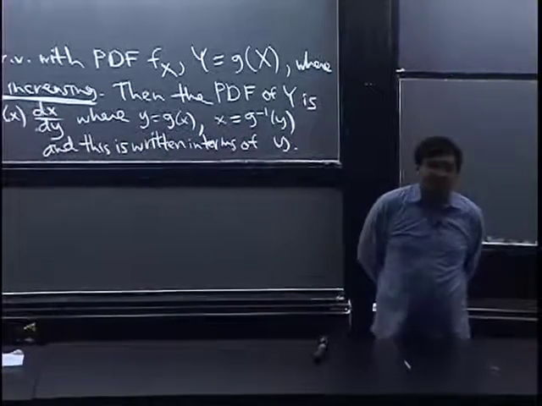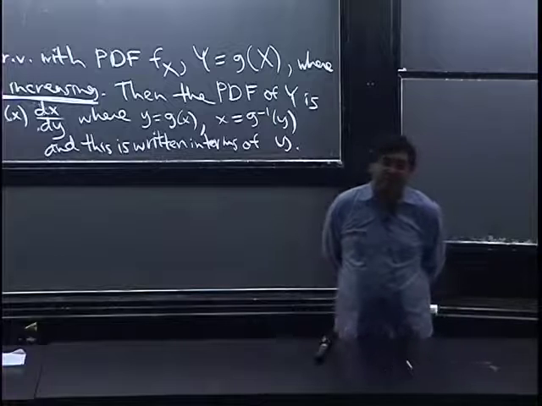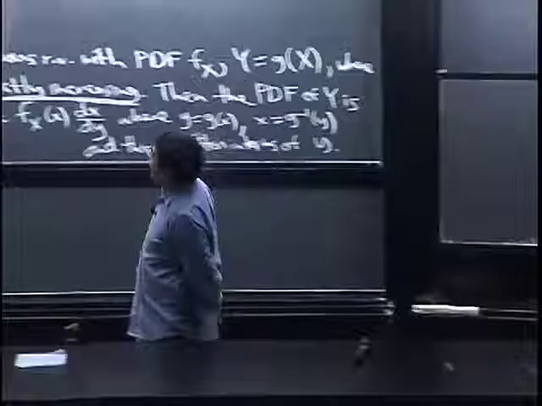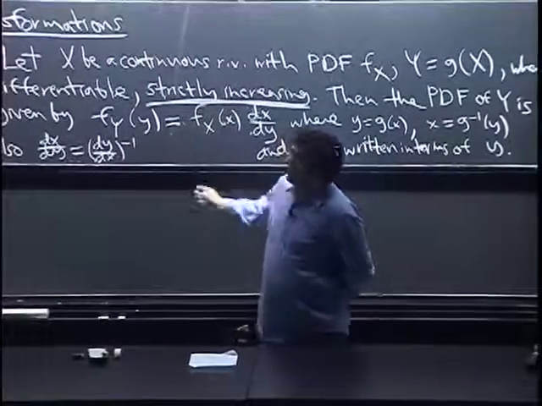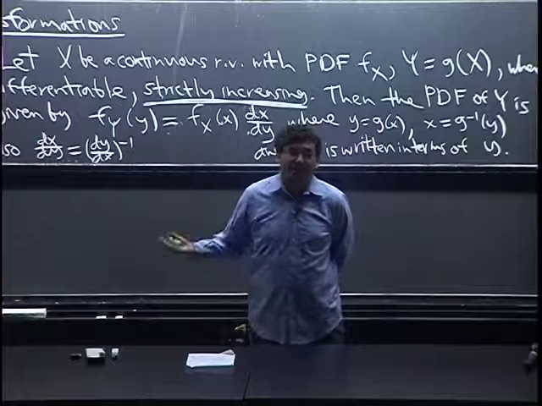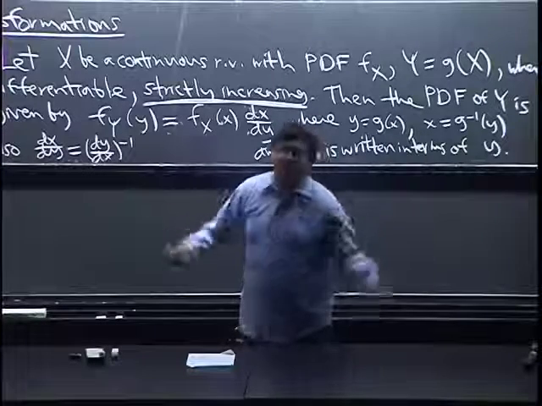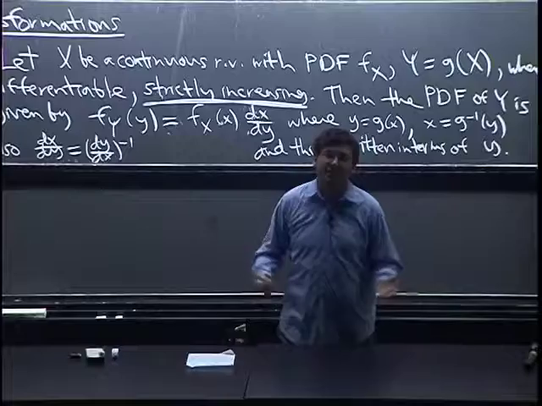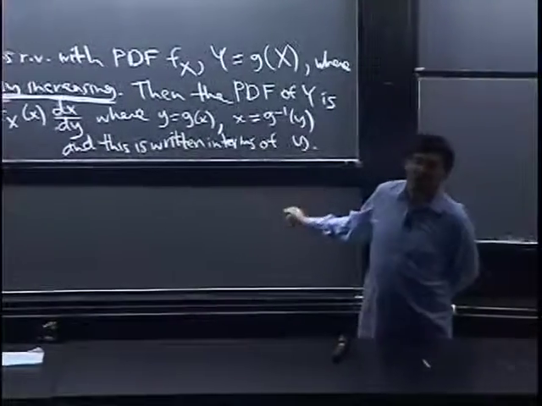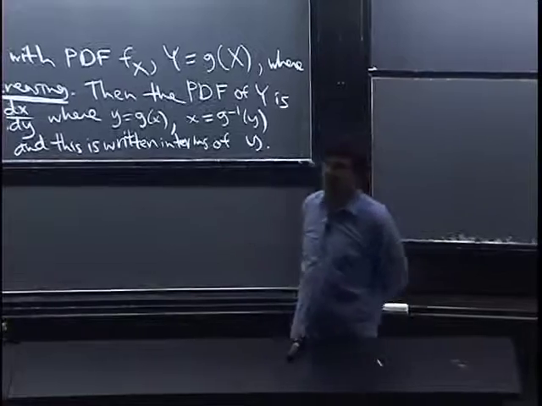It doesn't mean we can't solve the problem. It just means you have to go back to first principles in that case. This would work, though, with g of x equals x squared if we're dealing with positive random variables, because then the negative side doesn't come into play. Okay? But if you're dealing with both negative and positive values and you're squaring it, that's not increasing. Okay? So you have to be careful about things like that. Don't just plug into the formula without checking the assumptions.